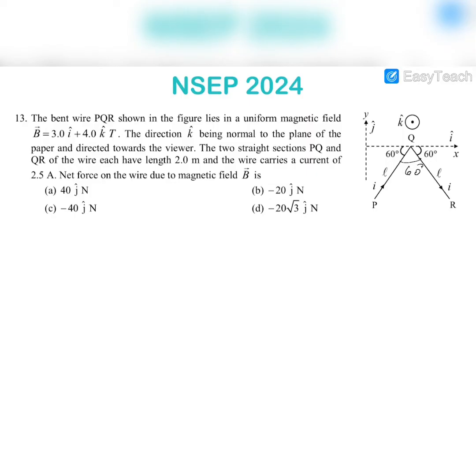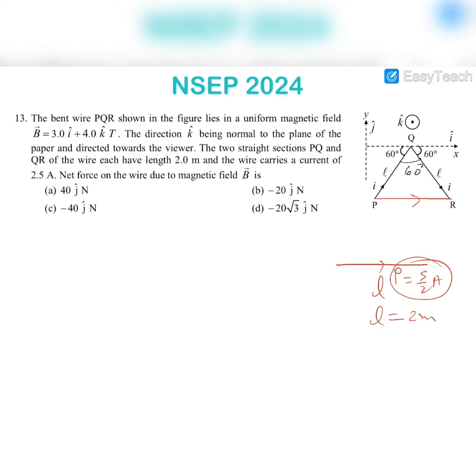So we know simply that we can draw an equivalent wire of this wire, which is this one. I'll draw it with a different color. This will be the equivalent wire, and it would have the same length L because it is an equilateral triangle. So this is the equivalent wire, and it is carrying a current I which is equal to 5 by 2 ampere, 2.5 ampere. And the length of the wire is 2 meter, and the magnetic field has two components.